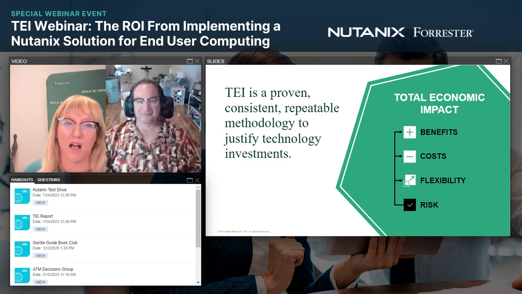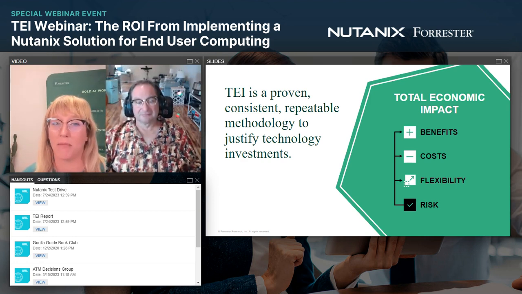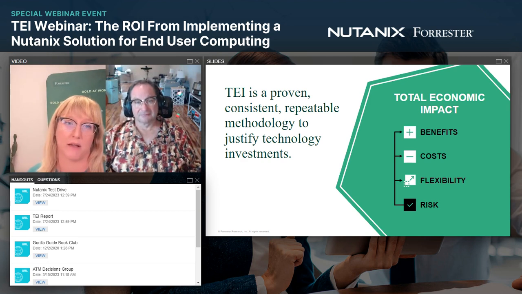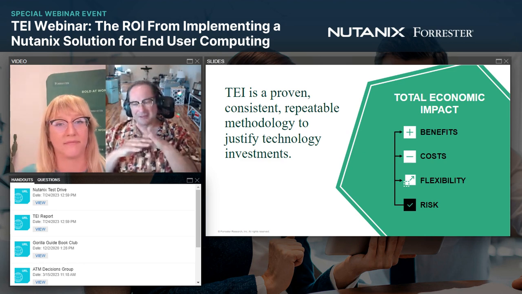And we do this because in one of our many surveys, we found that over 90% of decision makers say that it's important or very important for them to have a next level business case that makes an economic justification for such an investment. So yeah, I think that's why. Yeah. And what do we mean?